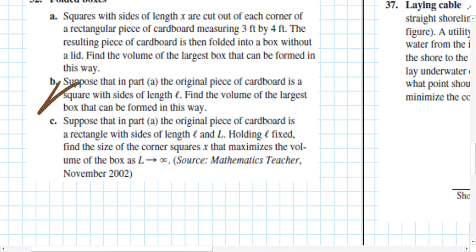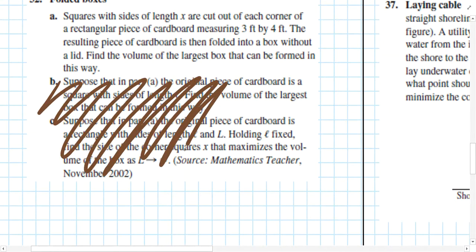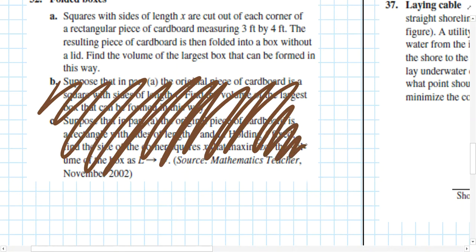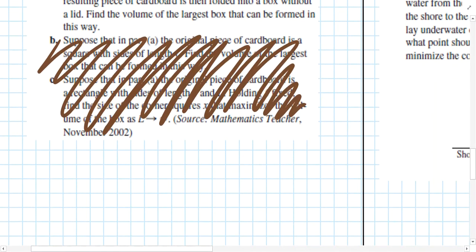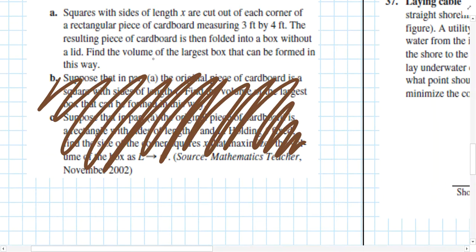And in order to stay consistent with the objectives of this portion of the class, we'll go ahead and skip Part B and C. I think those would be good challenge questions a little bit later in the course if we have time. But we've got squares with a side length x are cut out of each corner of a rectangular flat piece of cardboard, and that cardboard is 3 feet by 4 feet. The resulting piece of cardboard is then folded into a box without a lid. Find the volume of the largest box that can be formed this way.